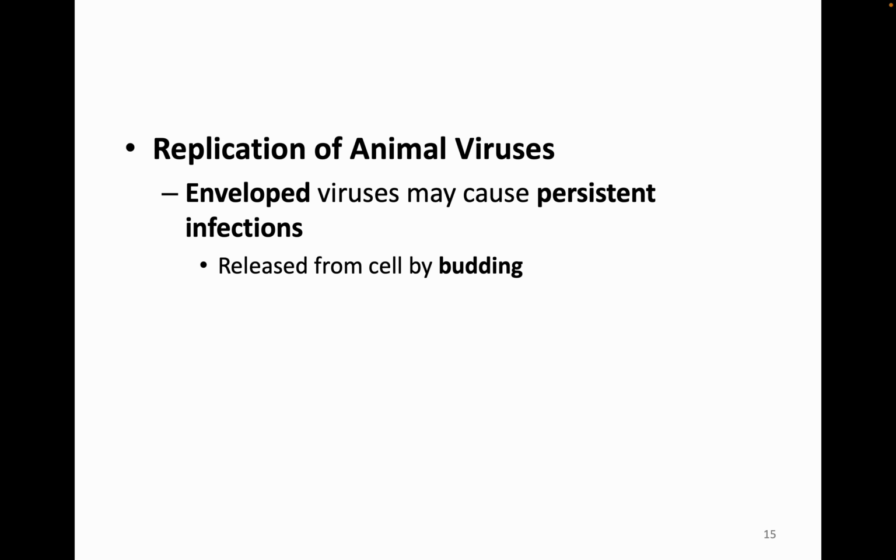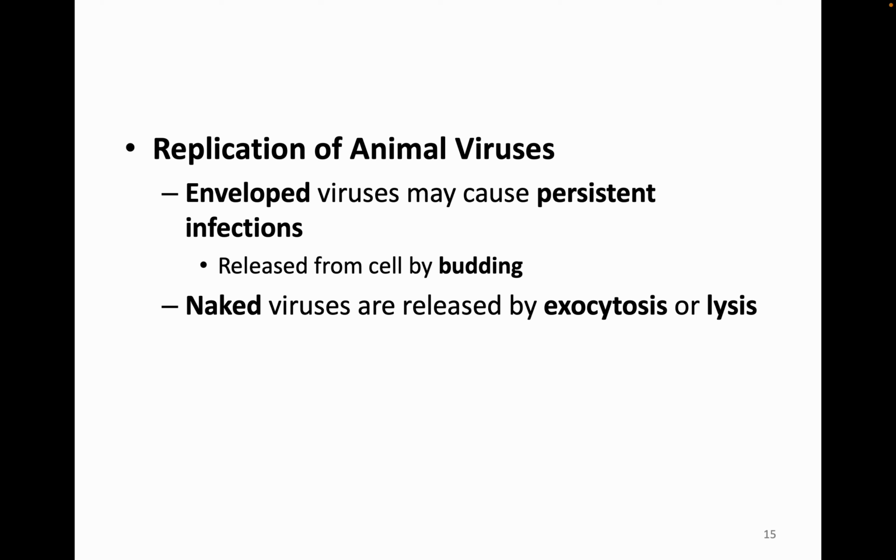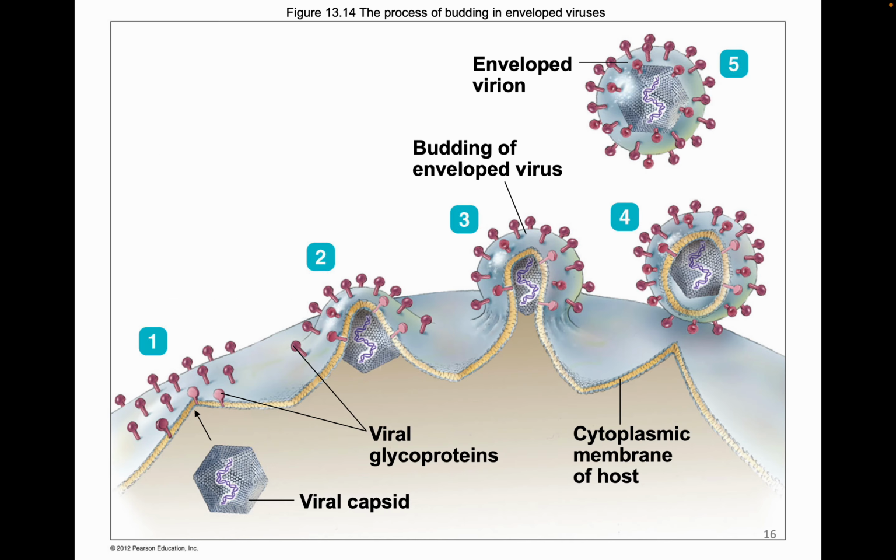All right, replication of animal viruses. Enveloped viruses cause persistent infections. They're released from the cell by budding, so they don't destroy their host cells. Naked viruses are released by exocytosis or lysis.